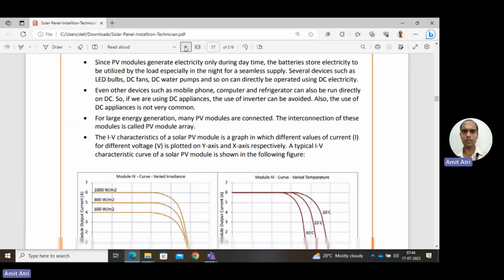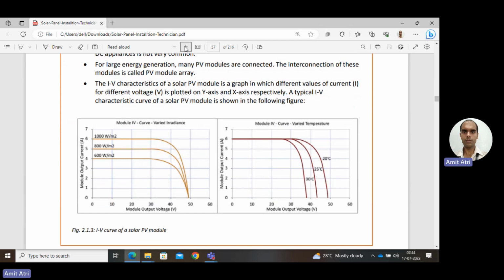And the graph, the current and voltage characteristics of a PV module, is shown with two types of variation: first in the irradiance, then second in the temperature. Now what is the effect of that? So here on the graph, voltage is on the x-axis and current is on the y-axis. Now the irradiance is varying. In the first graph, we see that as the irradiance is increasing, the output current is increasing.